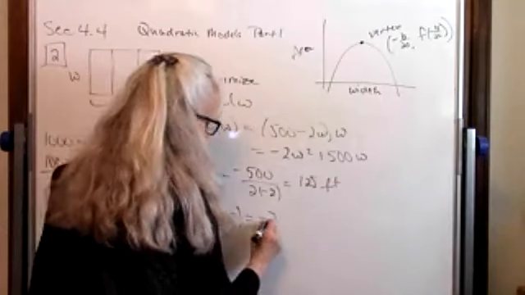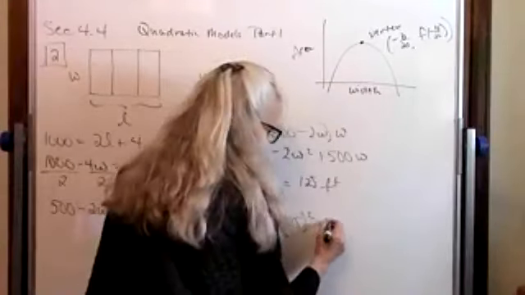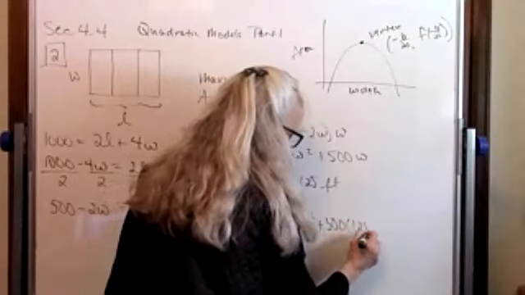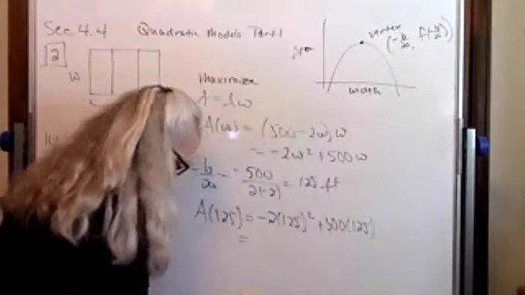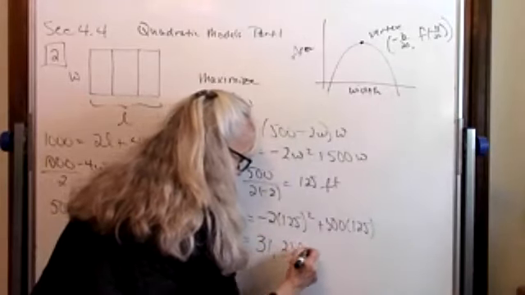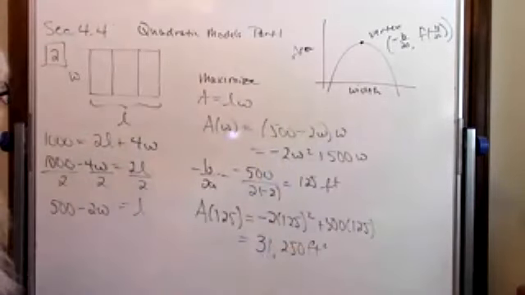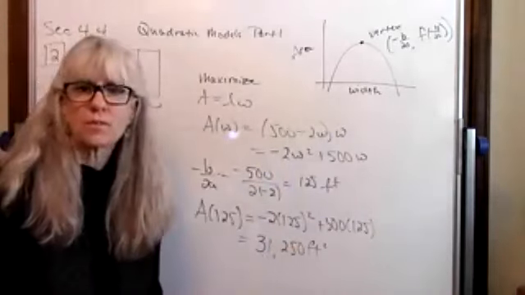So that would be negative 2 times the 125 squared plus the 500 times 125. If you do that, you end up with 31,250 square feet. And there it is. There's our maximum area. So those are 2 different types of the farmer and the fence problem.